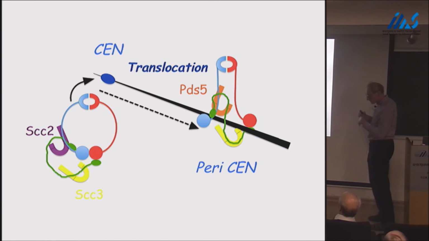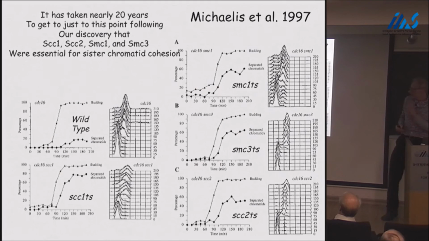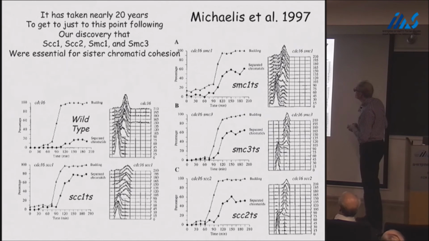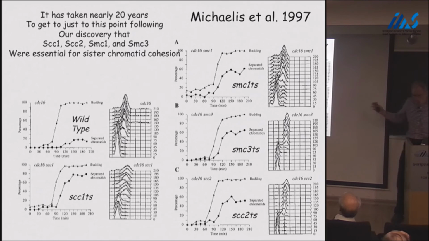So that then is what we think is going on in yeast. And this has taken us nearly 20 years to get to this position. It was nearly 20 years ago that we identified the first mutations in the SSE1, the SMC1, the SMC3, and the SSE2. And this was not biochemistry, this was genetics.